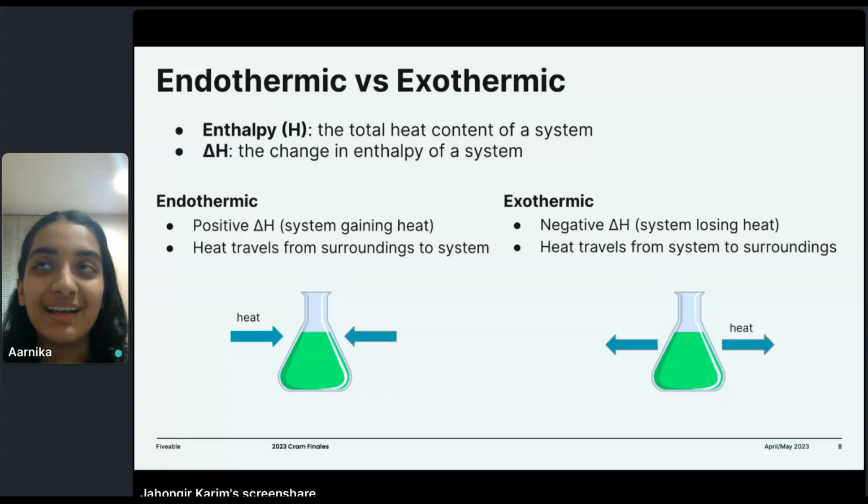And you can remember this by, I remember it as exo. I know it's a little silly, but it helps me remember it. And this basically means that the heat travels from the system into the surroundings.